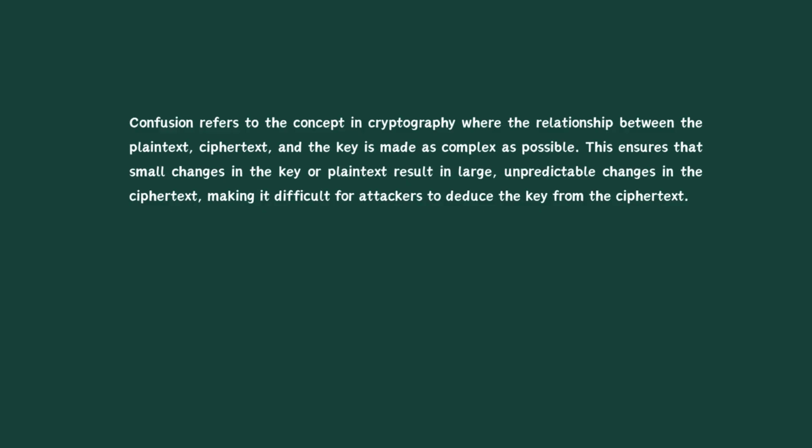Confusion refers to the concept in cryptography where the relationship between the plaintext, ciphertext, and the key is made as complex as possible. This ensures that small changes in the key or plaintext result in large, unpredictable changes in the ciphertext, making it difficult for attackers to deduce the key from the ciphertext.